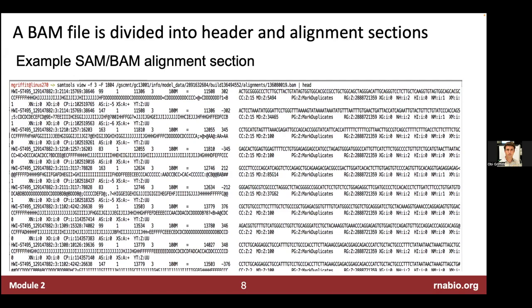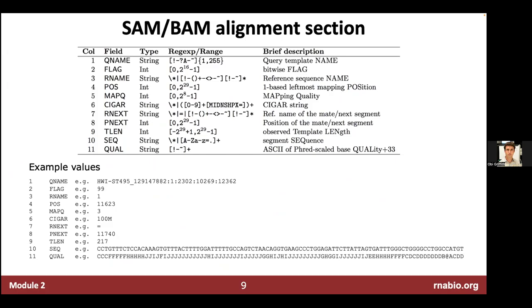So what are the components of the alignment records in a BAM file? This is right from the BAM specifications. You can find it online, probably on Wikipedia. You have basically 11 columns, as I said. You have your query template name, which is usually just your read name. So it'll be that same read name that was in your FASTQ file, typically.